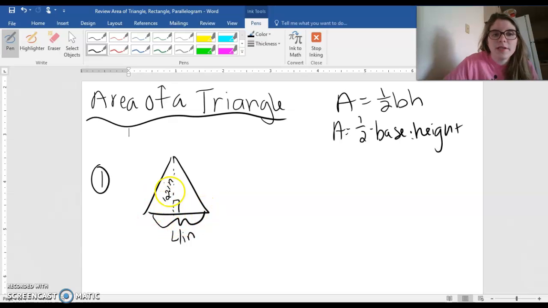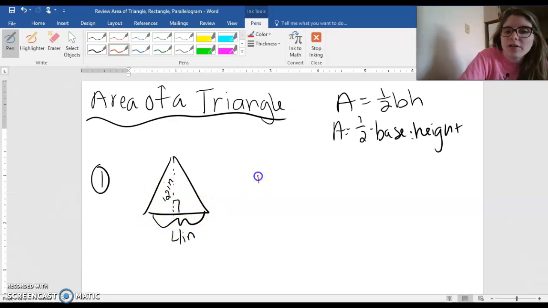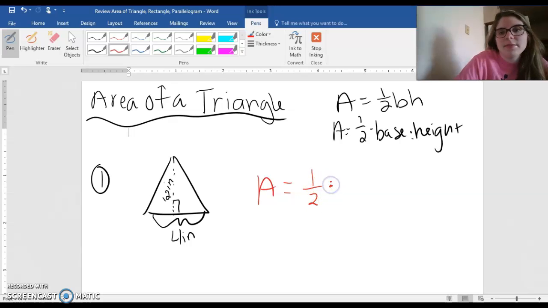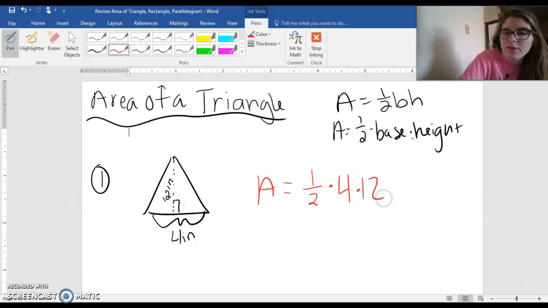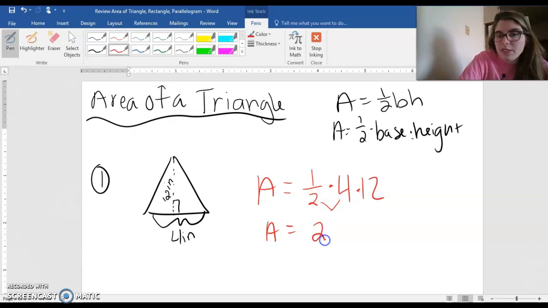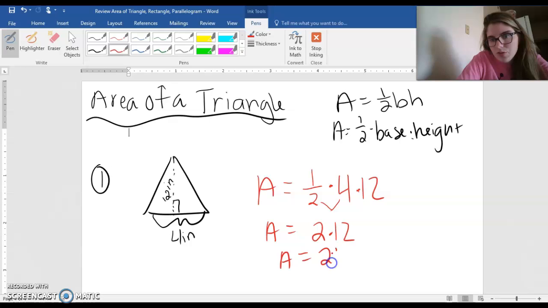So if I have this triangle right here, my area is going to be half times the base, which would be 4, and the height would be 12. So area is going to equal, if I take half times 4, that would give me 2, because half of 4 is 2, times 12. And so area would equal 24.